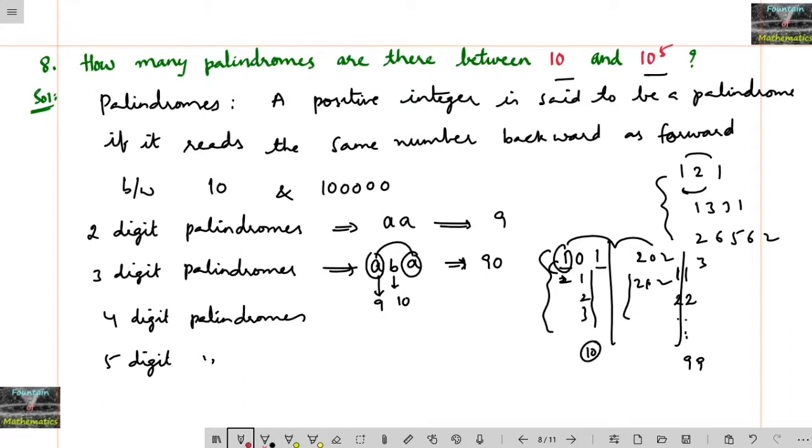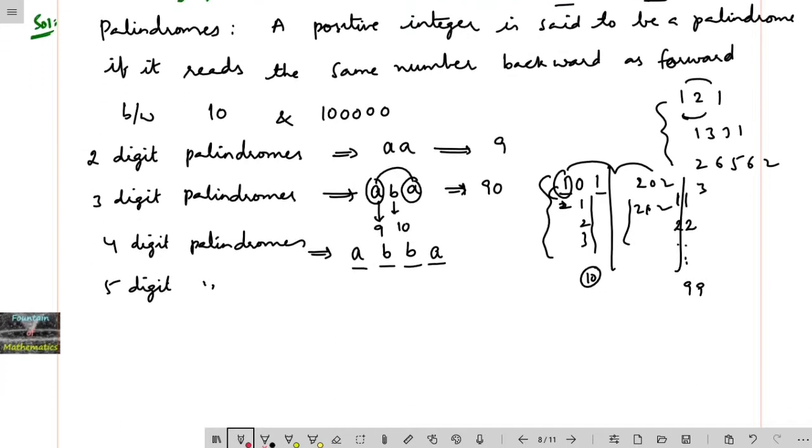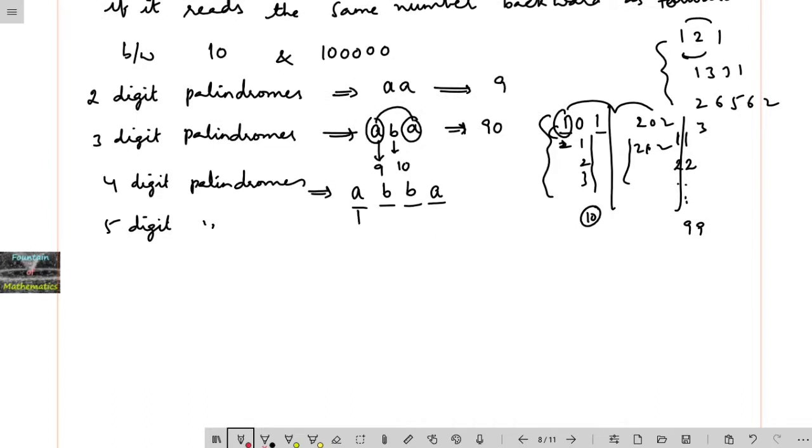And coming to the 4-digit palindromes, if I start with A, here also must be A only, and for the next place if I place some B, here also must be B. If I apply the same principle as before, instead of working it out, I can place only 9 ways here because 0 cannot be taken. So 9 possibilities, and here we can take 10 possibilities. If one is selected here, automatically the number is reserved here also. So the possibilities are 9 into 10, which is 90 ways.